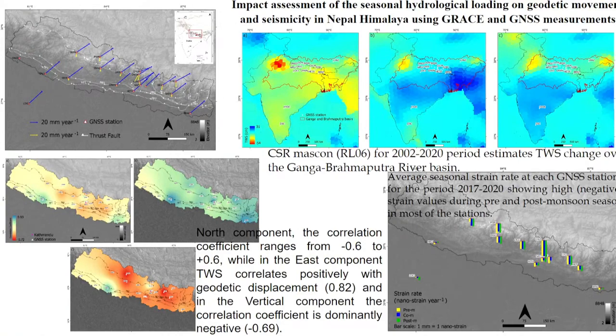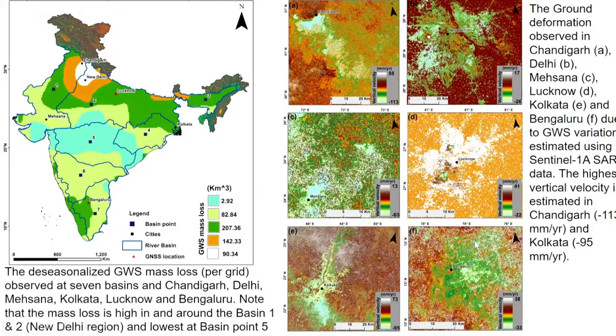And this is another case study for seasonal hydrological loading. So here also you can see that the north direction is witnessing more effect in the Nepal area, because the correlation coefficient is maximum in the north component. If you see the horizontal velocity, the east component is witnessing less correlation due to hydrological activity, and the vertical component, particularly in this region, is witnessing the maximum hydrological effect.